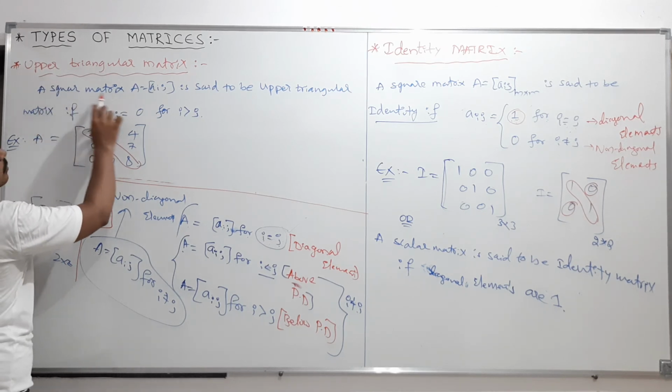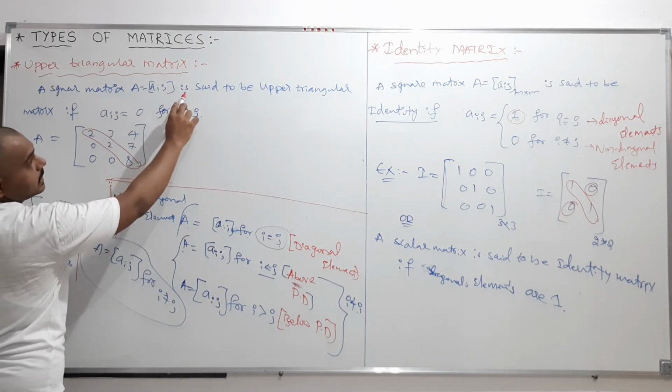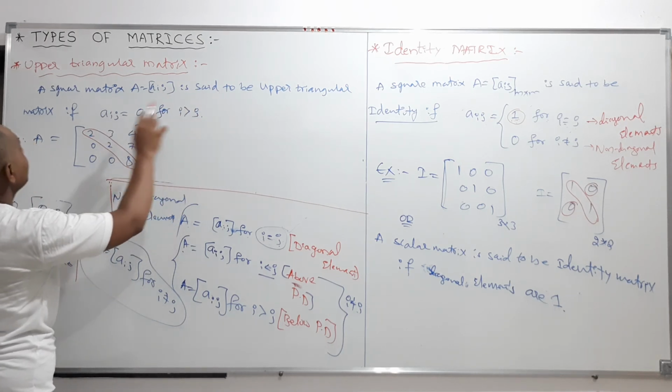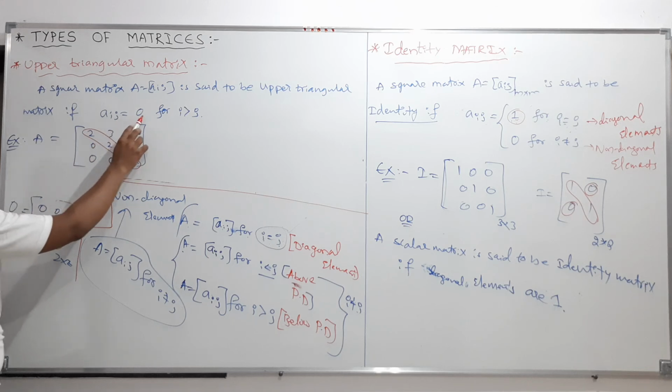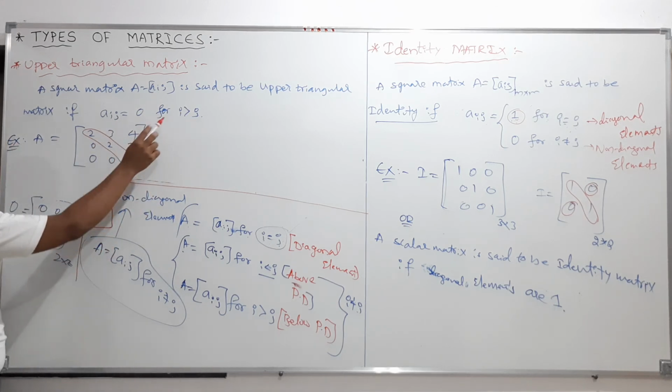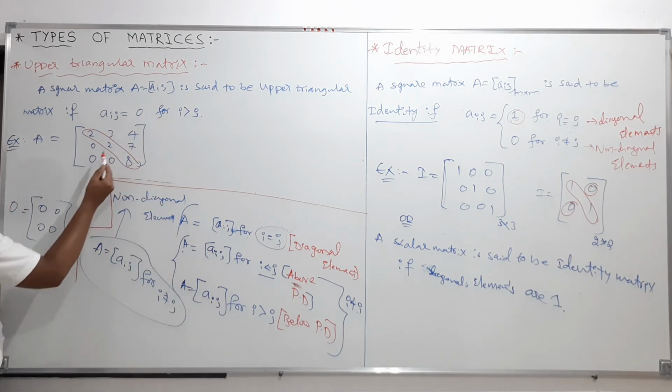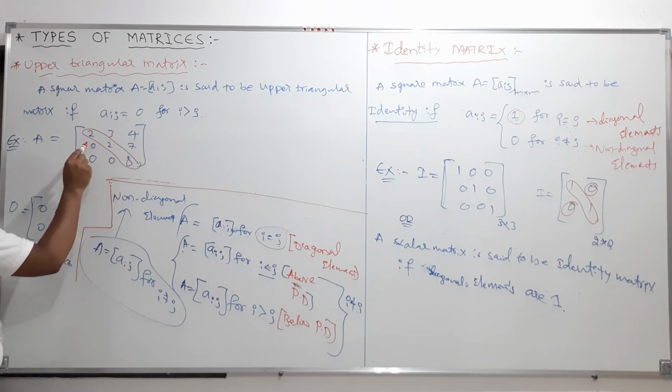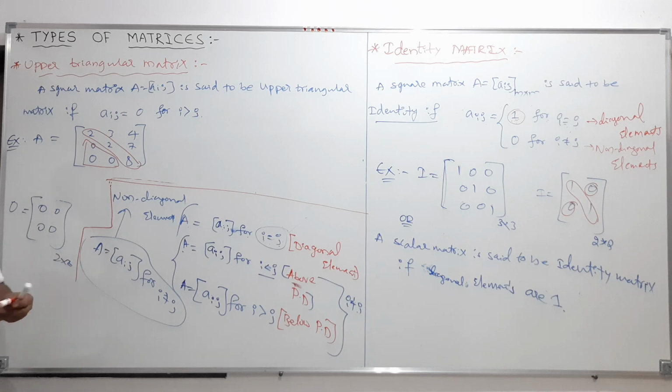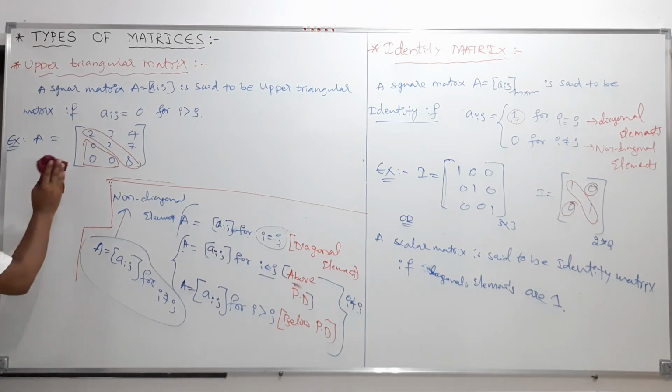I wrote a square matrix A = [Aij] is said to be an upper triangular matrix if Aij is equal to 0 for i greater than j. i greater than j means below the principal diagonal. If below the principal diagonal all elements are 0, then such a matrix you can call the upper triangular matrix. And similarly we will discuss the next one, that is the lower triangular matrix.